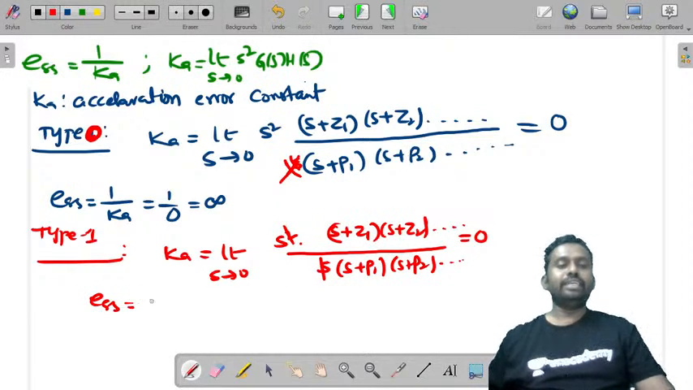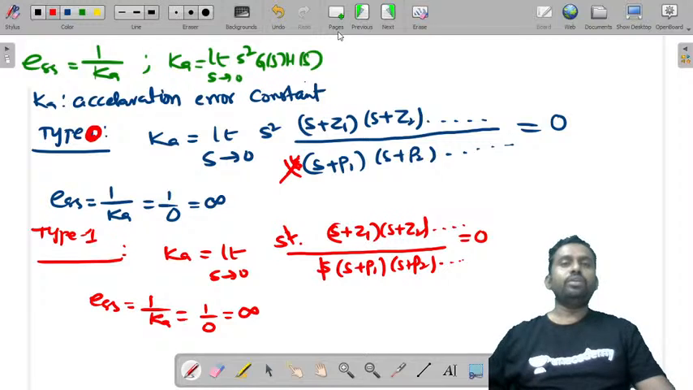Therefore what is steady state error again? 1 by ka is equal to 1 by 0, which is infinite. Now let's consider this and find type 2 system.